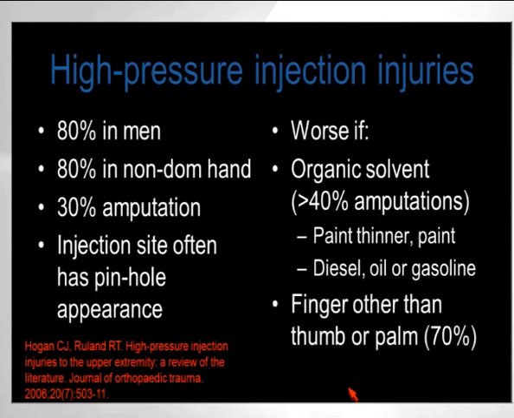It is also important to recognize that fingers other than the thumb or the palm put the patient at increased risk for amputation, up to 70%. And surgical consultation that is delayed, which delays the debridement that may be necessary, also increases the amputation rate.